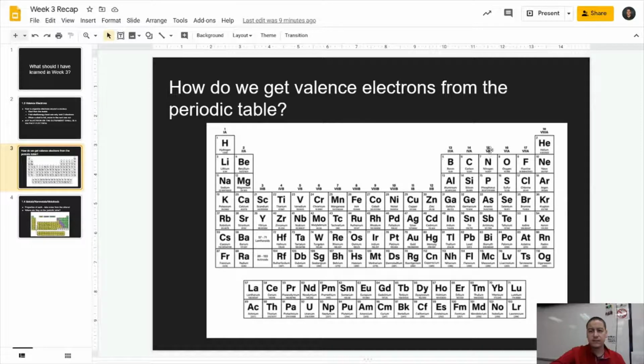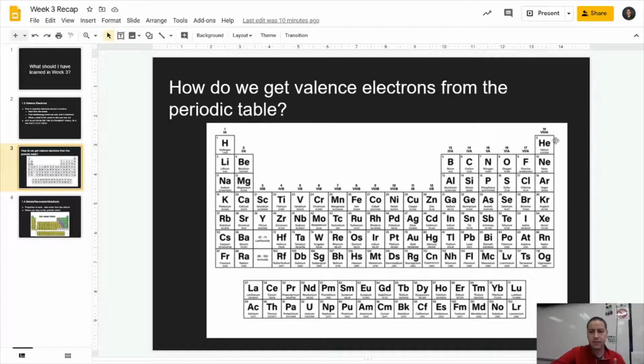Group 15. There's a 5 in 15. This group has 5 valence electrons. 16. There's a 6 in 16. All these elements have 6 valence electrons. 17, there's a 7, so they have 7 valence electrons. And then all of these in group 18, there's an 8 in 18, so they all have 8 valence electrons, or a full outer shell.